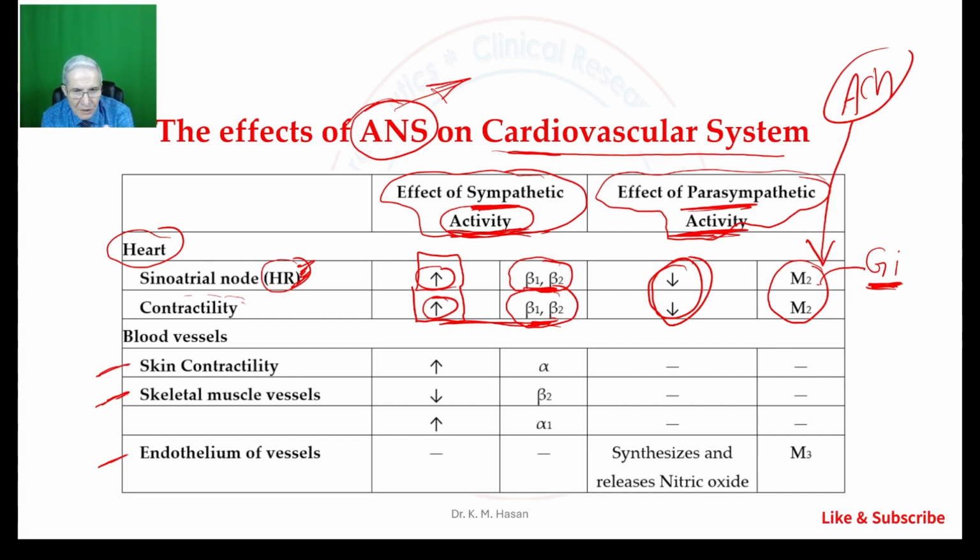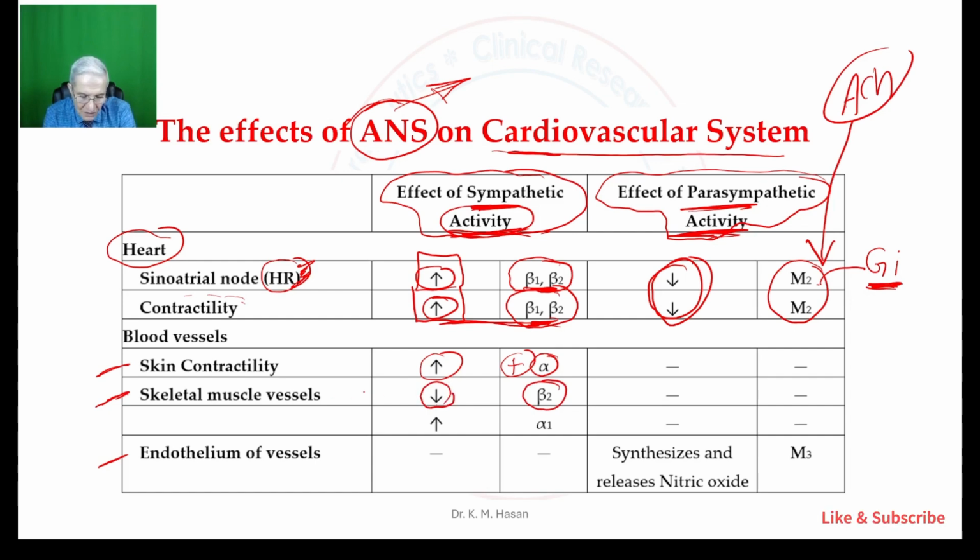So what happened here? What do you have? In the skin, the predominant receptor is the alpha 1 receptor. So what happens if you activate the alpha 1 receptor? The result will be contraction of the skin blood vessels. What happens if you activate the receptor in the skeletal muscle blood vessel, the beta 2 receptor? The result will be relaxation.